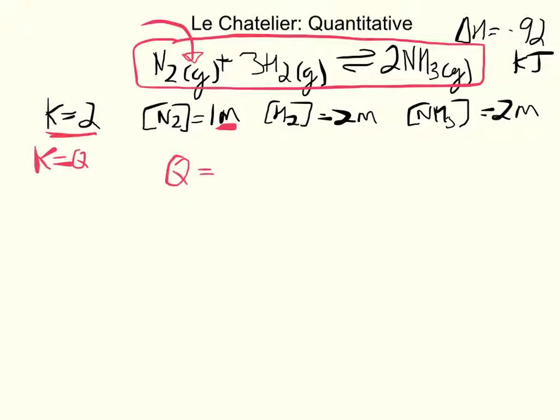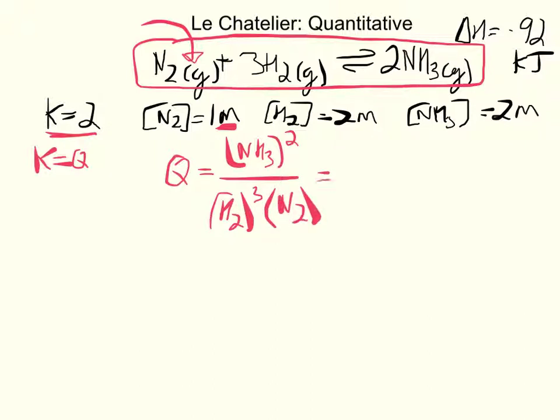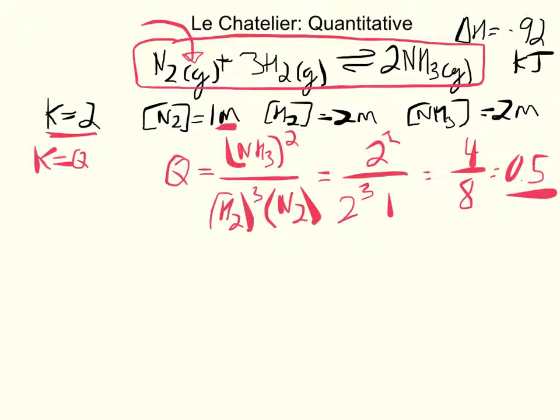Well, Q is going to be equal to NH3 squared over, you should be able to do this instantaneously, this reaction here. So it's going to be 2 squared over 2 cubed times 1, which is going to be equal to 4 over 8, which is equal to 0.5 or 1/2. So right away, is this reaction at equilibrium? Well, Q is not equal to K, so no.